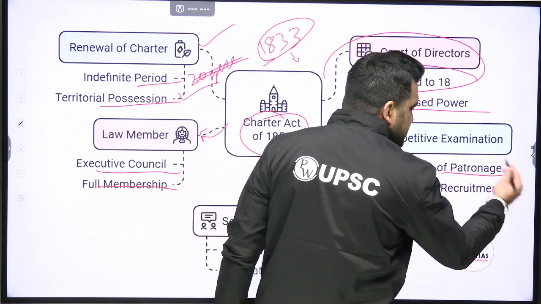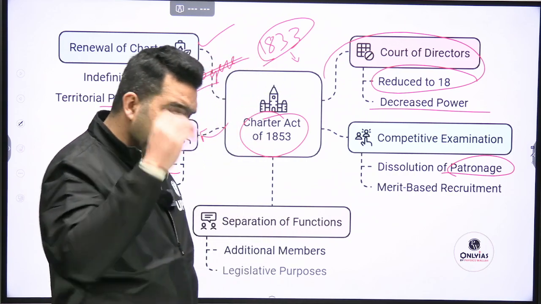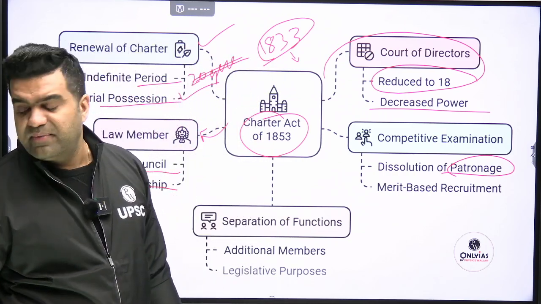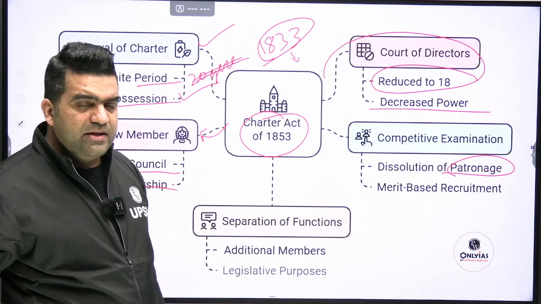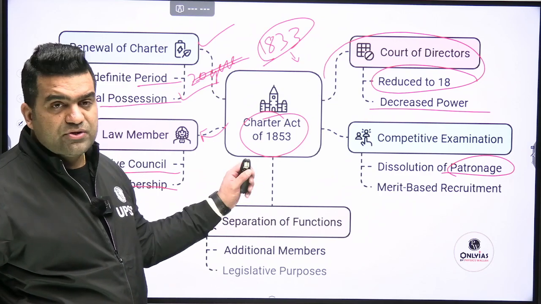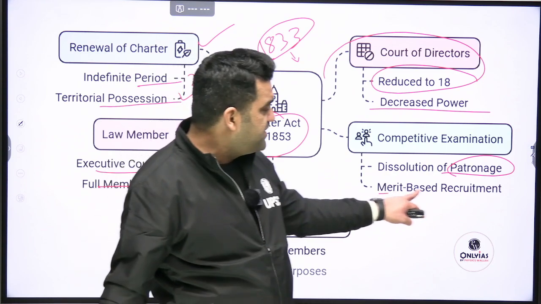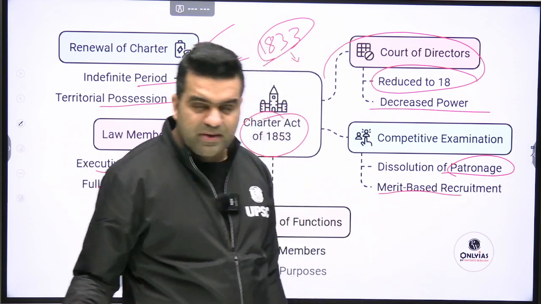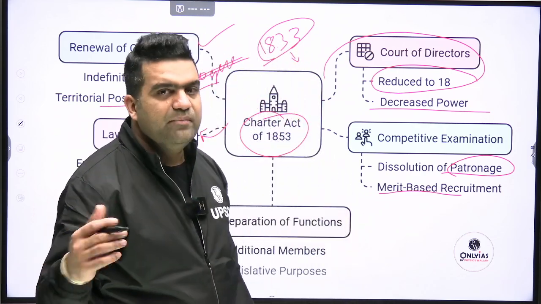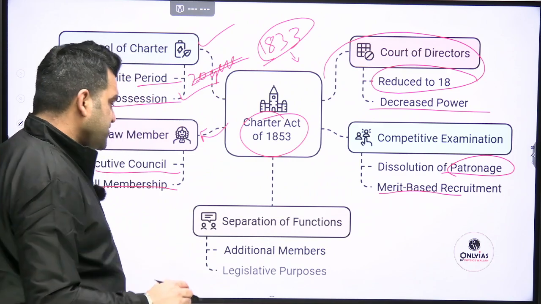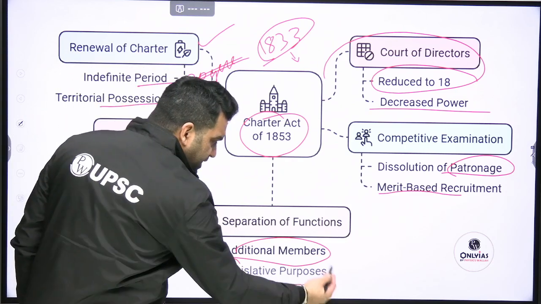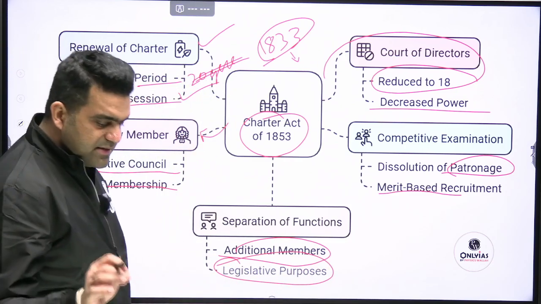Now patronage, where anybody who is influential in Britain, his son or his relative would become a civil servant in India in the covenanted position. Now there will be merit-based recruitment. Anybody who wishes to become a civil servant of the British rule has to go to London and appear in the examination, right? Separation of functions: additional members were placed and given legislative powers.